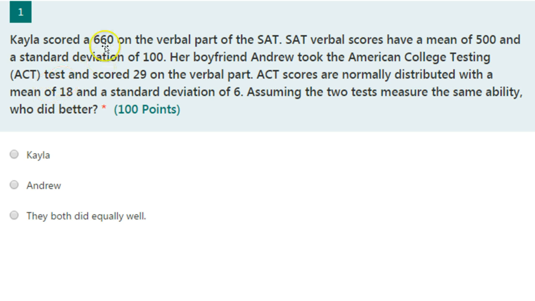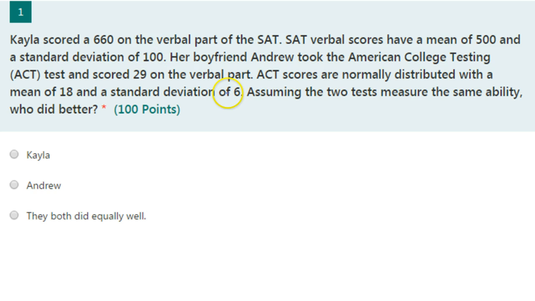Let's see, Kayla scored a 660 on the verbal part of the SAT. SAT verbal scores have a mean of 500 and a standard deviation of 100. Her boyfriend Andrew took the American College Testing or ACT test and scored 29 on the verbal part. ACT scores are normally distributed with a mean of 18 and a standard deviation of 6. Assuming the two tests measure the same ability, who did better?